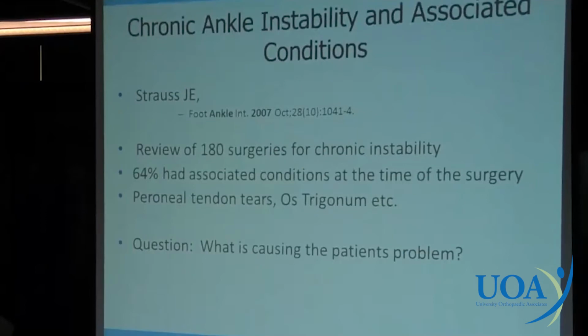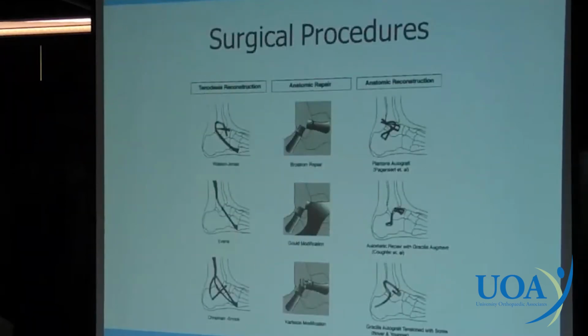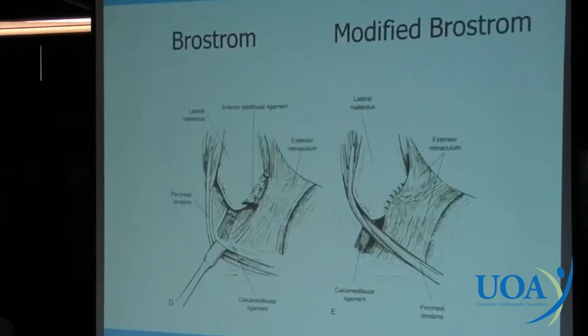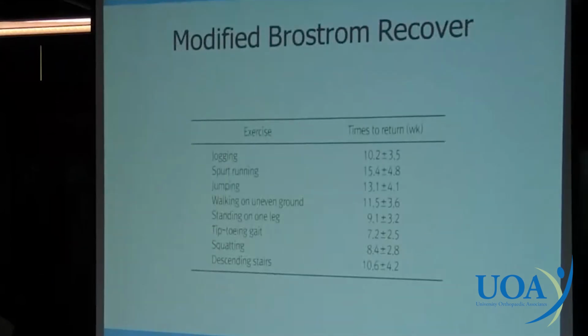Because the majority of patients with lateral ankle injuries, you see them all, they do get better with the appropriate treatment and with bracing. So there's a variety of surgical procedures, we won't go through them all. There's anatomic repair, there's reconstructions. Primary ligament repair is called a Brostrom, which is schematically shown in the picture there. There's a modified Brostrom.